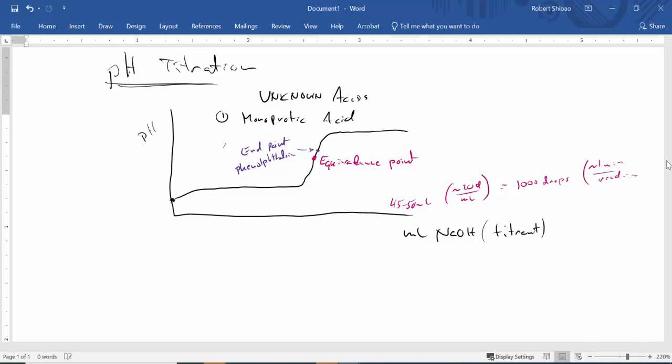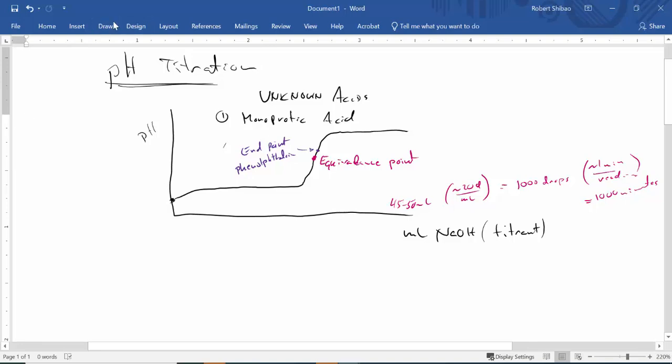One minute per reading means you have to add the drop, let it stir, and make sure that the pH stabilizes, right? And that would be 1,000 minutes. But the problem is, do we have 1,000 minutes today? We don't have 1,000 minutes. It's going to be impossible to do this drop by drop.